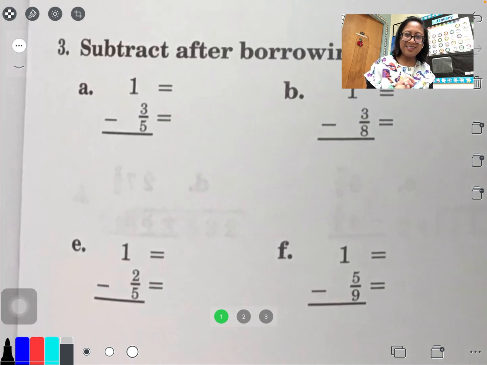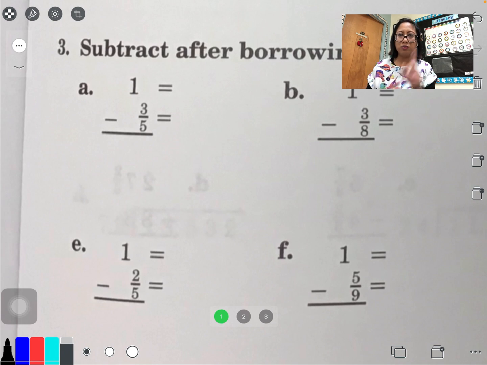Now this is where it gets confusing. Don't worry about it. Once I teach it, you'll find it very fun because I like teaching this. I like teaching everything, but I like this part, especially when you get it, it's fun. So I'm going to grab a ruler. Hang tight.